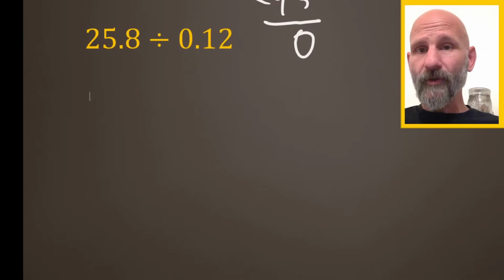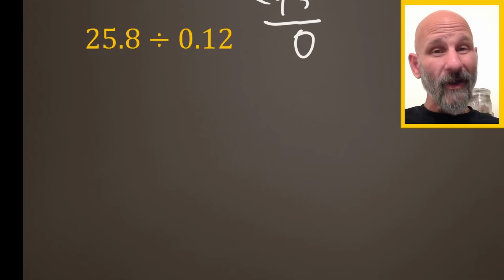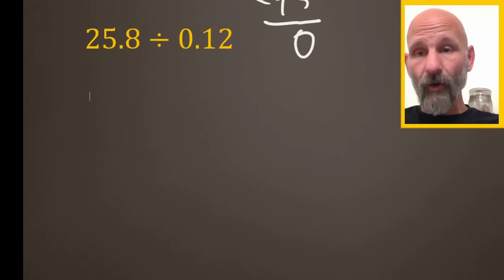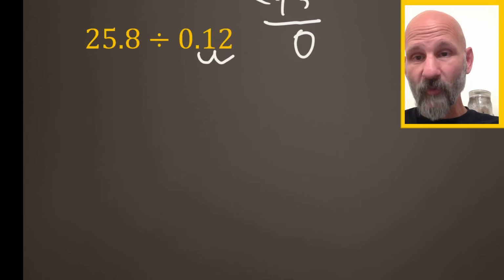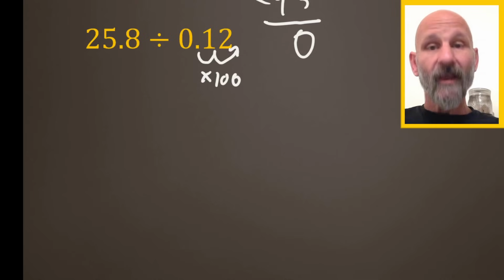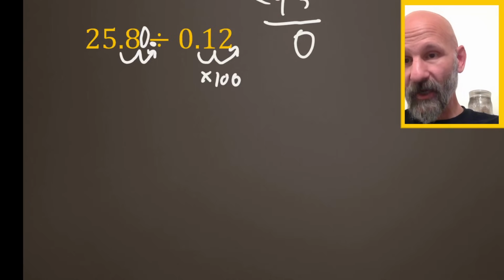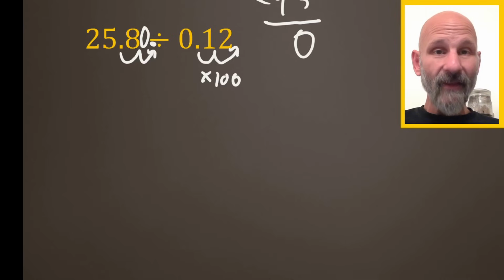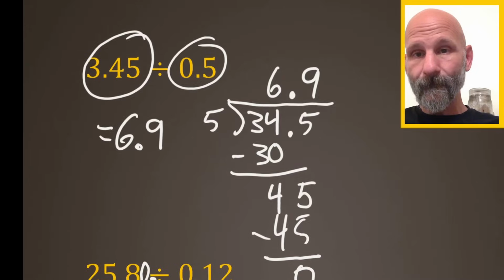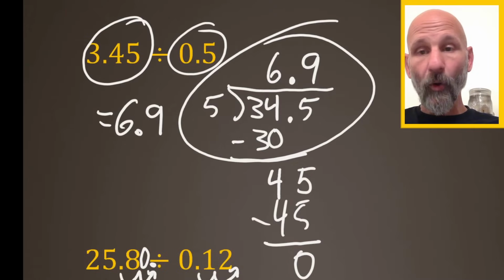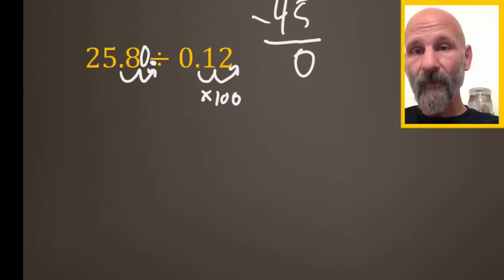So here we go. We're going to do 25.8 divided by 0.12. In this case, we want to change it into an easier question. We're going to move that decimal place 2 spots over, so that's a multiply by 100. If I do that to my divisor, I have to do it to this number also. That decimal place is going over 2 spots, so we need to include another 0 after the 8 there. We can do it at this step, or we can do it at the initial step.